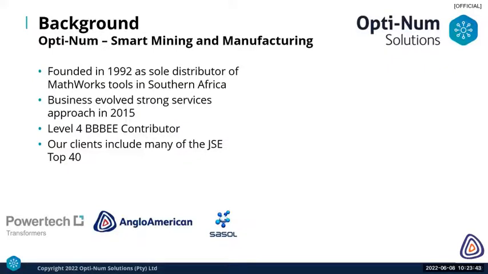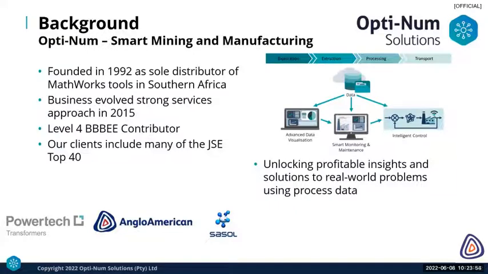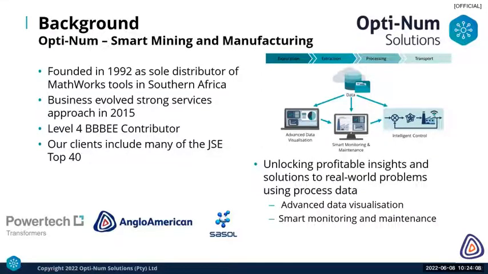Many of our clients make up many of the JSE top 40, so names like Powertech, Anglo American, Sasol. What our smart mining and manufacturing focus area focuses on is unlocking profitable insights and solutions to real world problems using process data. That comes in the form of a number of offerings, such as advanced data visualization, smart monitoring and maintenance, as well as intelligent control.